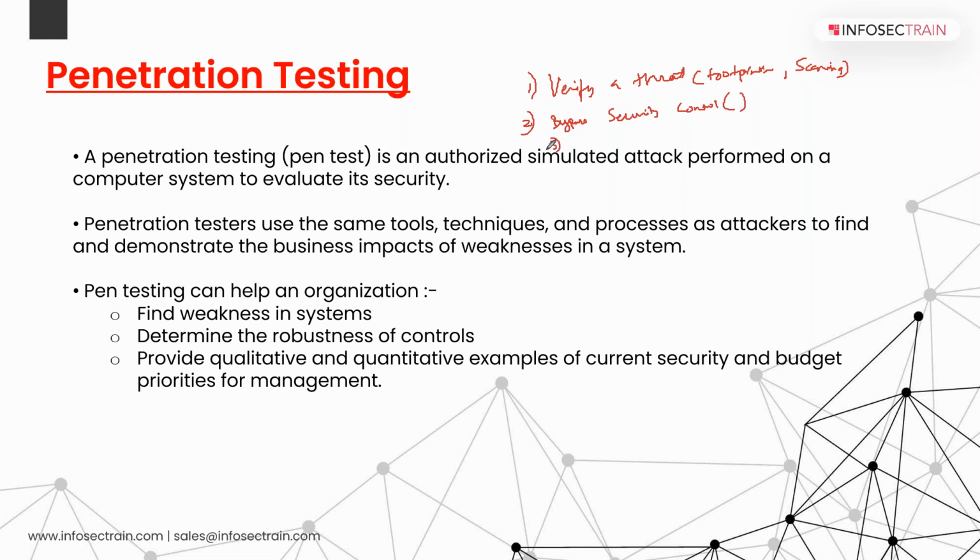Step number 3, what are we going to do over here? We are going to actively test the security control. Okay, we are going to create errors. We are going to check what the error is. We are going to check, is there any particular weak password or not? This is what your pen tester does. They are going to exploit that particular vulnerability.